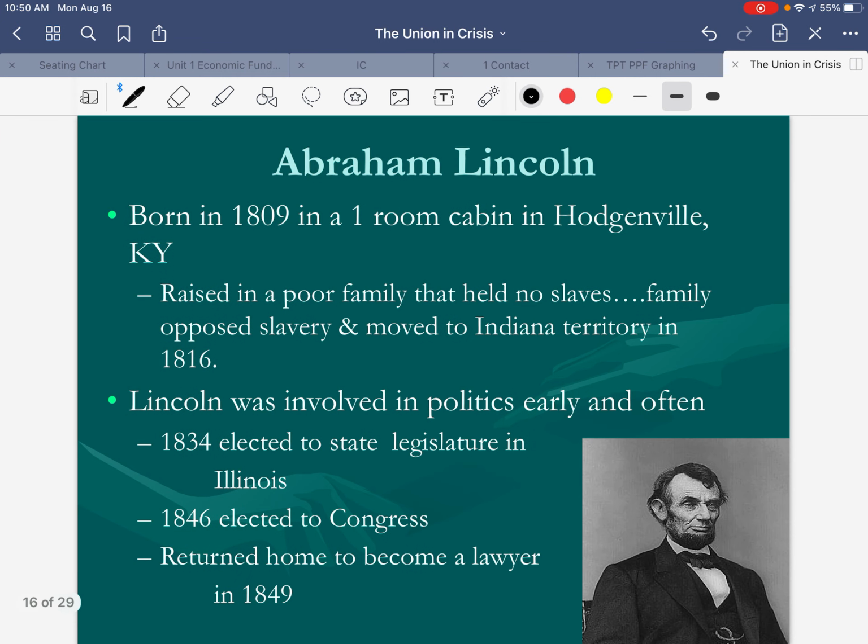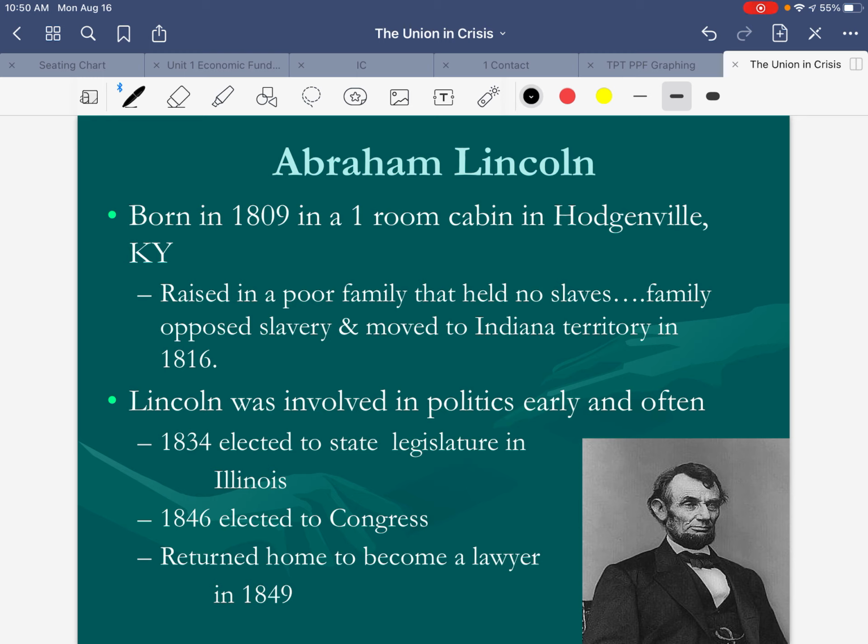So, all of this comes to a head in 1860 when Abraham Lincoln is elected president. But first, let's learn a little bit about him. He was born in 1809 in Hodgensville, Kentucky. So that is about 2 hours from here. And he was raised in a poor family. His family lived in a slave state, but they had no slaves. Then they moved to Illinois, which was a free state.